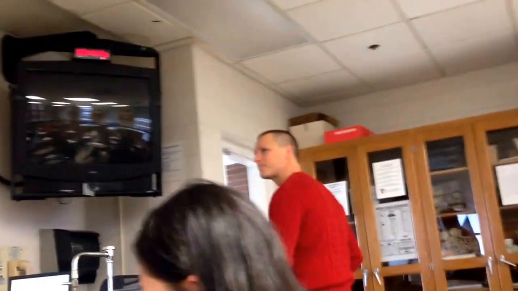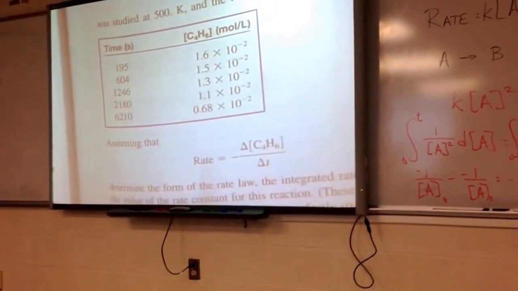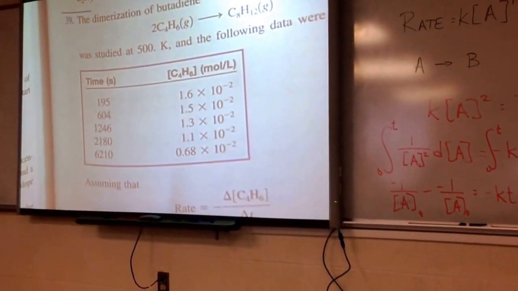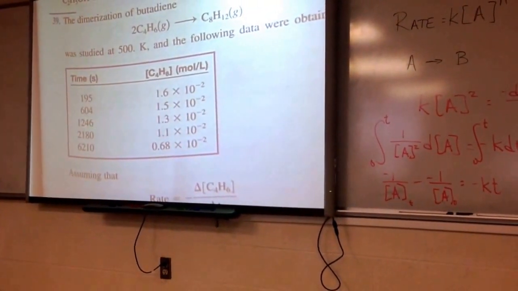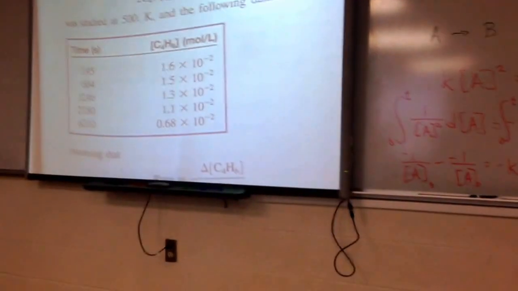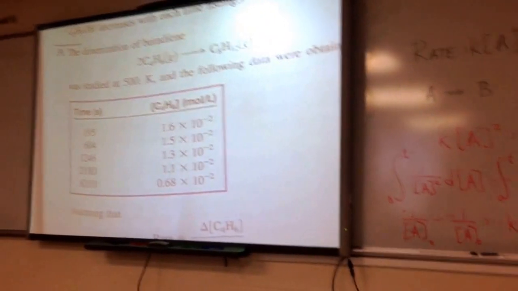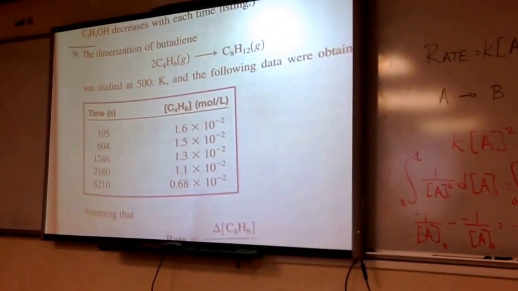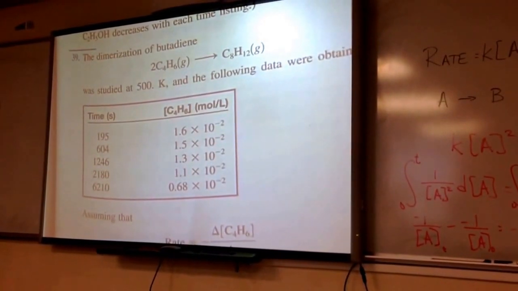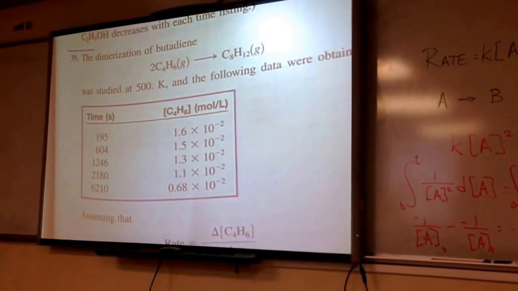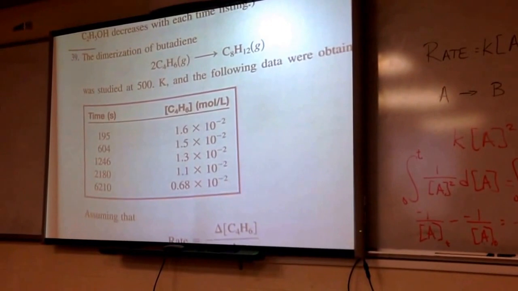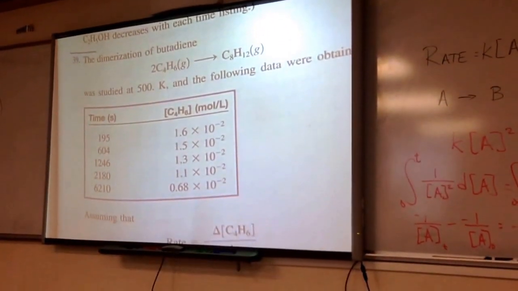Take a look at this problem. Number 39. This is one of the assigned problems in the book for this chapter. Butadiene. It sounds fancy. Now you know what butene is, right? Butene means it's got a double bond in it. Well, butadiene means that there's two double bonds in it. Diene.